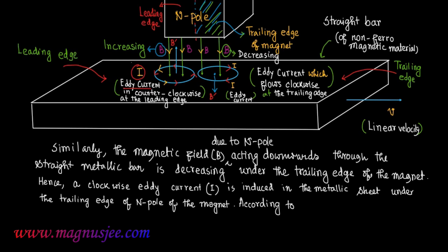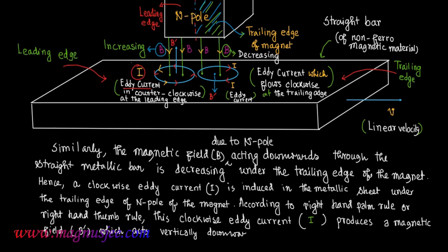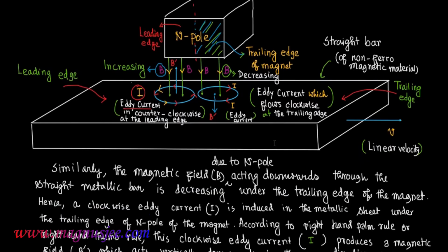And here what we can write, according to Lenz's law, according to right hand palm rule or right hand thumb rule, this clockwise eddy current I flowing in the straight bar under the trailing edge of the north pole produces a magnetic field B prime, which acts vertically downwards, in the same direction as the decreasing magnetic field B produced due to the north pole.